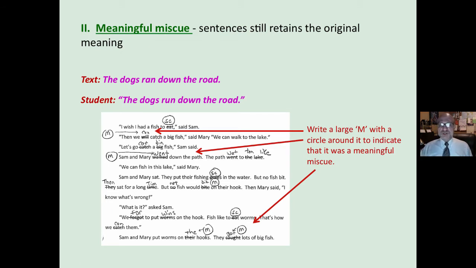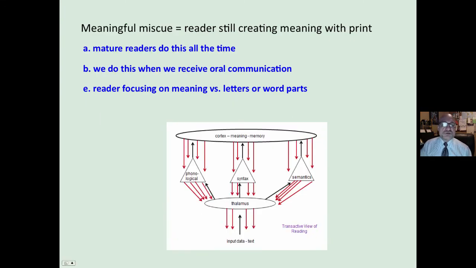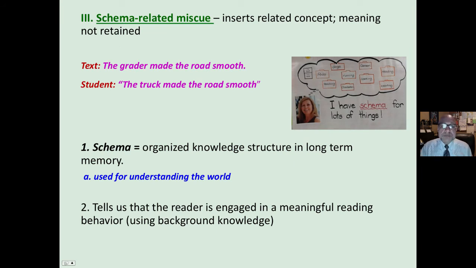A meaningful miscue is when the sentence still retains the original meaning. Instead of "the dogs ran down the road," "the dogs run down the road." All right, I write a large M in the paper to indicate a meaningful miscue. The reader is still creating meaning with print. Mature readers do this all the time. We do it when we receive oral communication. This means the reader is focusing on meaning top down versus letters or words. So I count that as a half a point.